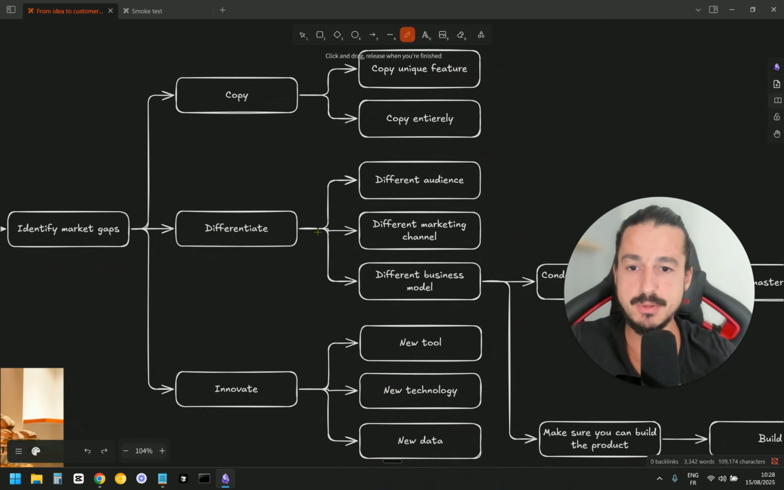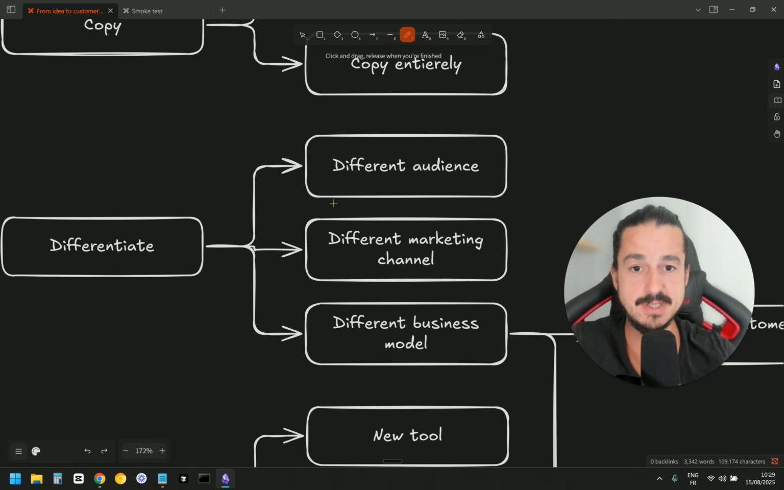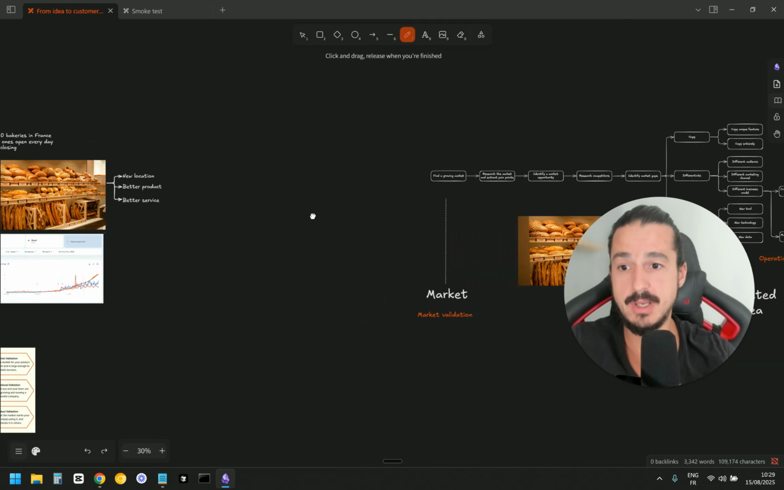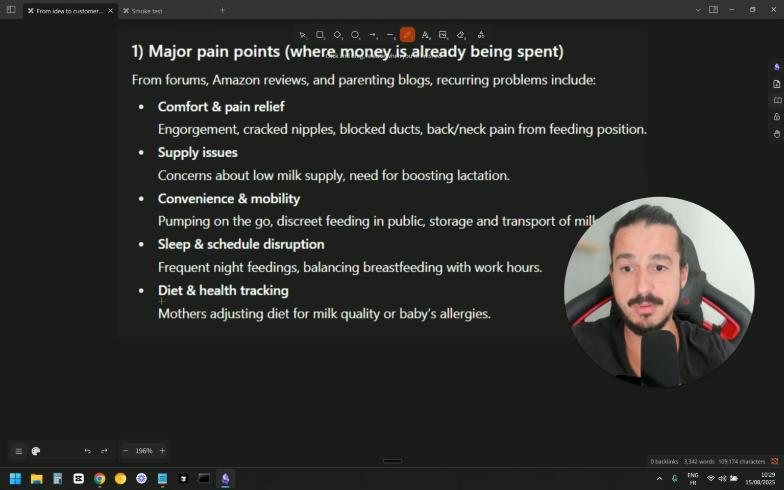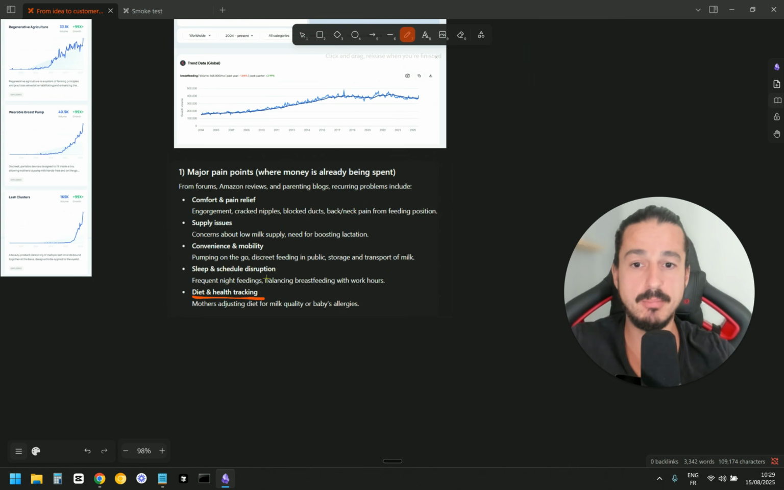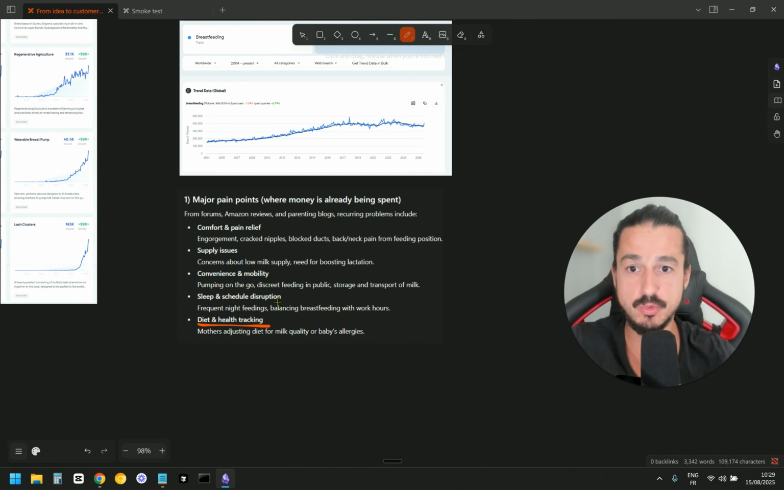So how do you differentiate from what's already existing? Then you can choose to address a different audience, which means, for example, if I go back to my breastfeeding example, let's say I'm building an app to track the diet while breastfeeding and all the health tracking that comes with it. And I can see that there are plenty of existing solutions, existing apps. Then I can say, for example, I'm going to make a breastfeeding app specifically for vegan people.